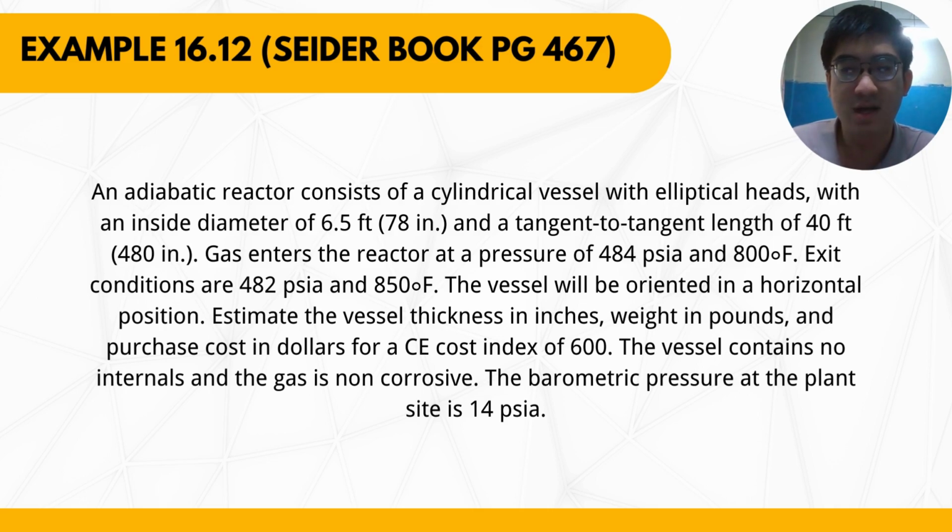Gas enters the reactor at a pressure of 484 psia and 800 Fahrenheit. Exit conditions are 482 psi and 850 Fahrenheit. The vessel will be orientated in a horizontal position. Estimate the vessel thickness in inches, weight in pounds, and purchase cost in dollars for a CE cost index of 600. The vessel contains no internals and the gas is non-corrosive. The barometric pressure at the plant site is 14 psi.